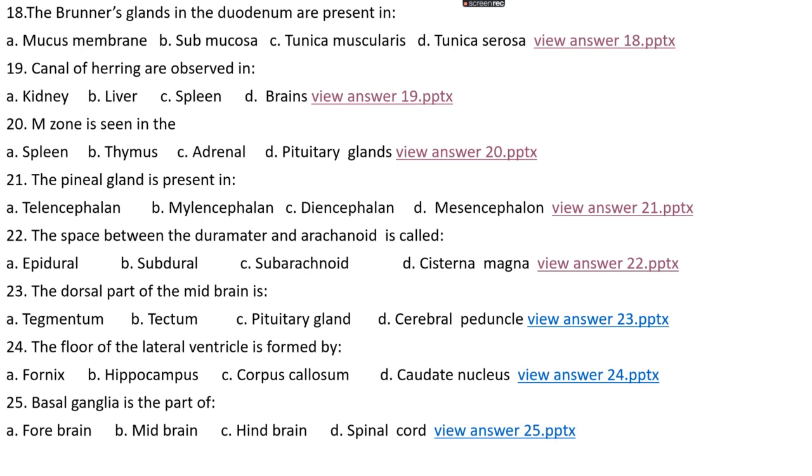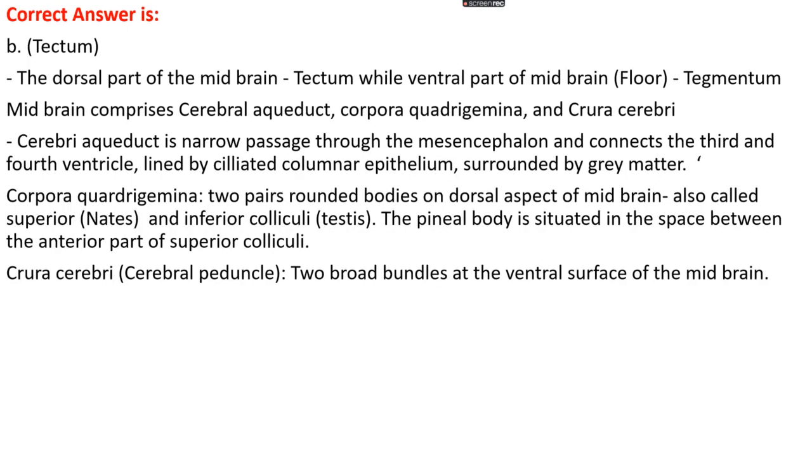The dorsal part of the midbrain is option A, tegmentum, option B, tectum, option C, pituitary gland, option D, cerebral peduncle. The right answer is option B, that is the tectum. Okay. The dorsal part of the midbrain is the tectum, while the ventral part of the midbrain, the floor of the midbrain, is the tegmentum.